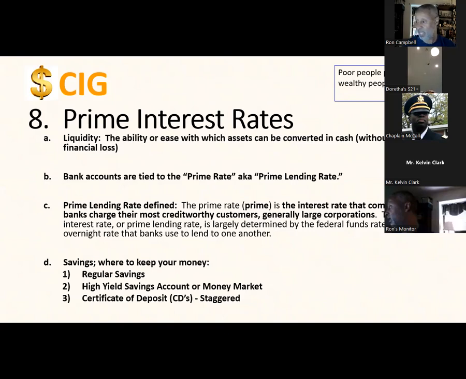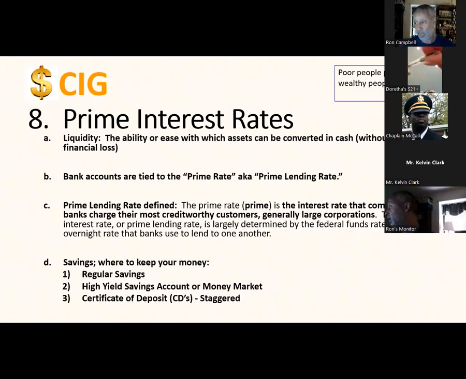Last is the savings account: the high yield savings account or money market accounts. This is part of the 70-30 class. I'm just interjecting it right now to make sure you get a little of this also. When you put your money in savings, it should be divided into thirds: regular savings 10%, high yield savings or money market the other 10%, and CDs the last 10%. Remember, we're talking about liquidity.